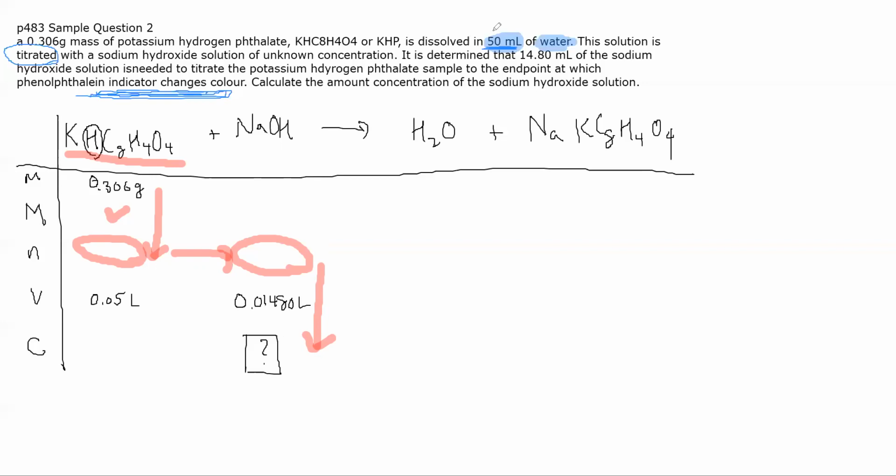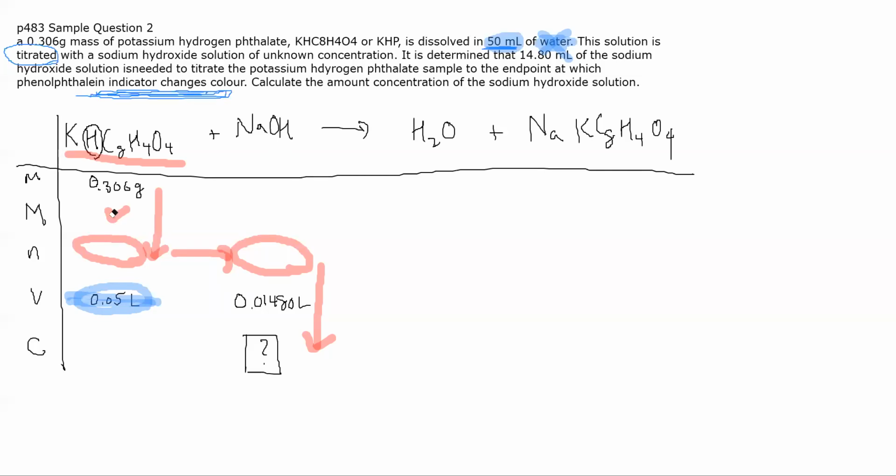Some of you might be asking, whoa, why did the textbook give me this in the first place? Well, don't worry about it. Maybe that's why they gave it to you, right? It's dissolved in 50 milliliters of water. They didn't say solution. So technically, 0.05 is actually the incorrect number to put in here. Depending on the textbook, they sometimes use it interchangeably. But right now, we don't even have to go in that direction. We don't need it. Let's follow those red arrows, shall we?